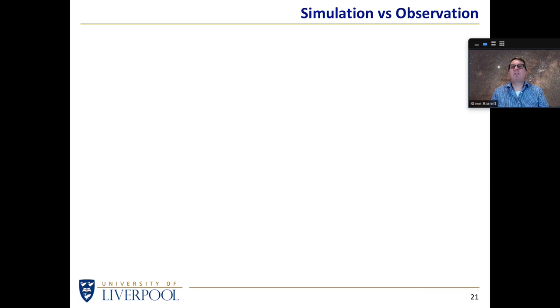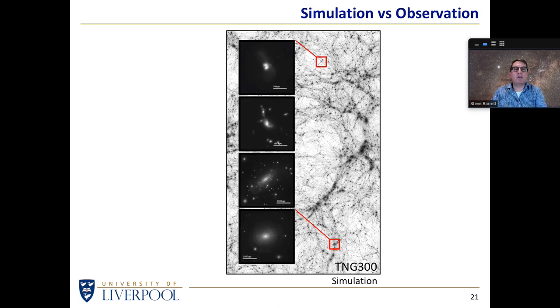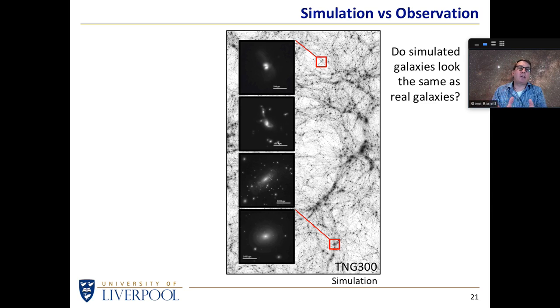What about simulation versus observation? If we look at the large scale, so the reversed image in the background there with the dark features on the light background, that's a full simulation from TNG 300. And if we zoom in to particular areas, we can see particular galaxies or pairs of galaxies, and we can ask ourselves, well, if this is what the simulation tells us, that the large-scale structure of the universe is this cosmic web of filaments and voids, but where the filaments tend to cross each other, that's where galaxies start to form. Do these simulated galaxies look the same as real galaxies?